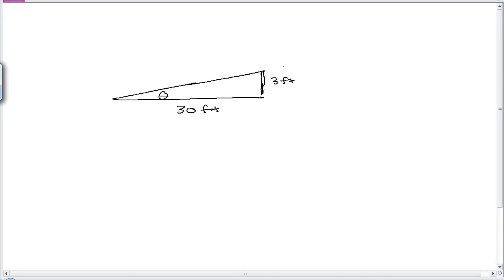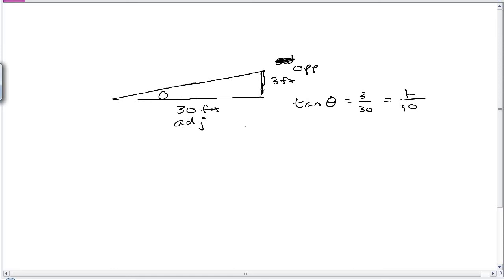But again, this is not the adjacent. This is the opposite. This is the adjacent. And because I have the opposite and the adjacent, I would realize that the tangent of the angle is 3 to 30, which would be the same as if I had gone only 1 foot for every 10 feet like I had previously discussed.